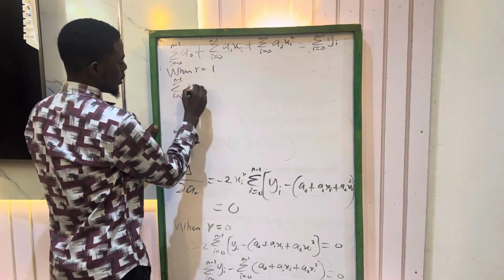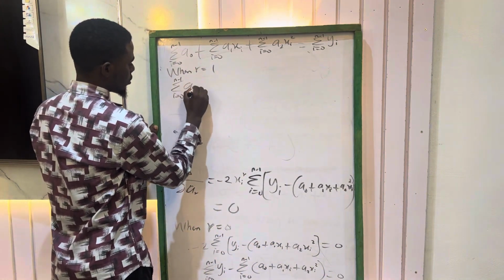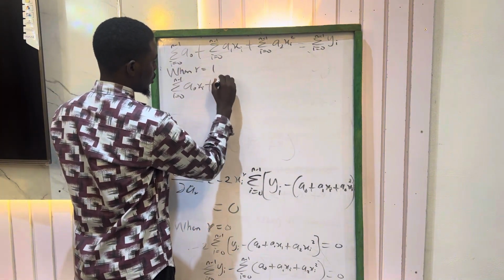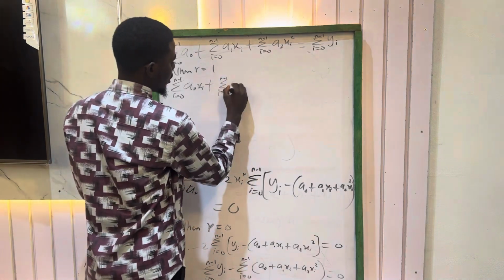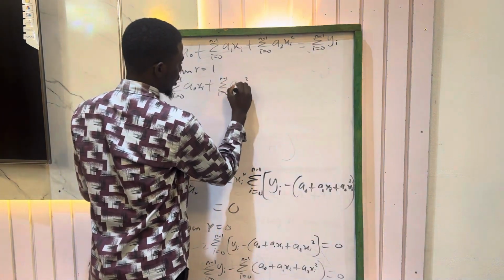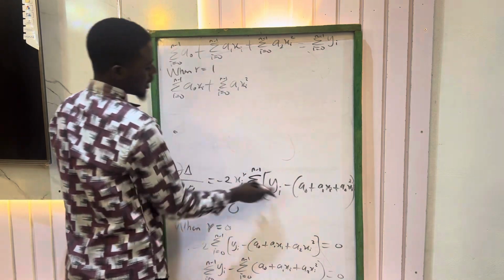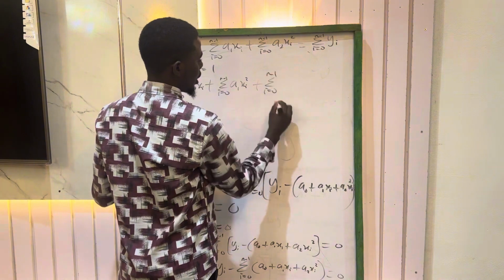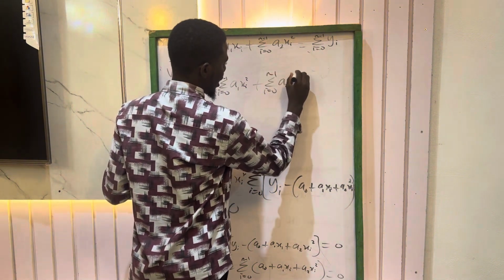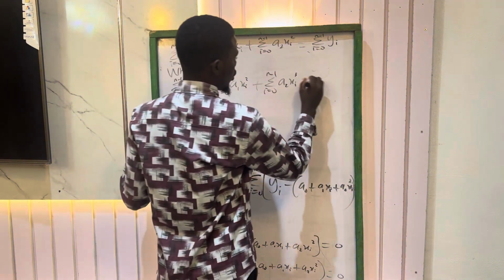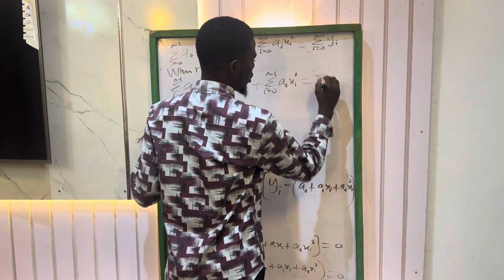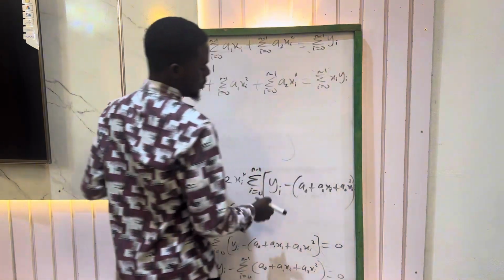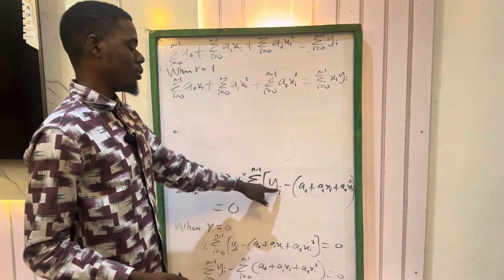So we're going to be having a naught summation of xi, then plus summation of i equals 0 to m minus 1, we are going to be having a1 xi squared, because xi and xi is going to give us xi squared. Then plus summation of i equals 0 to m minus 1, that will be a2 xi raised to the power of 3. Then all is going to be equal to the summation of i equals 0 to m minus 1, that's going to be xi yi, because xi is also going to multiply that particular yi.